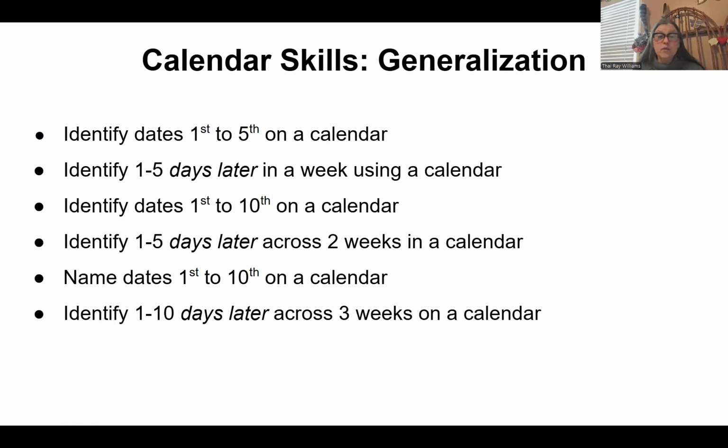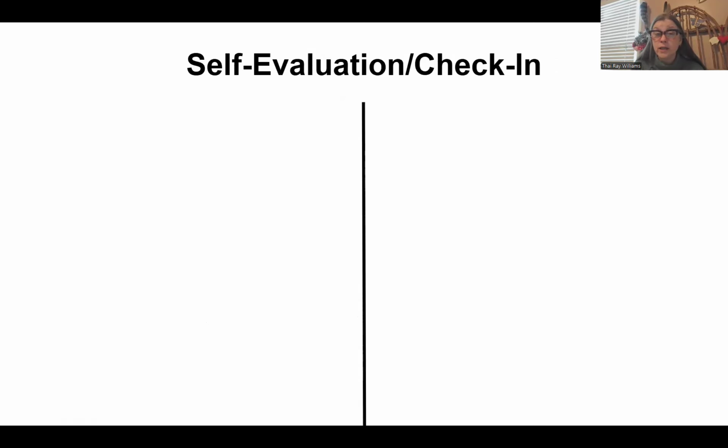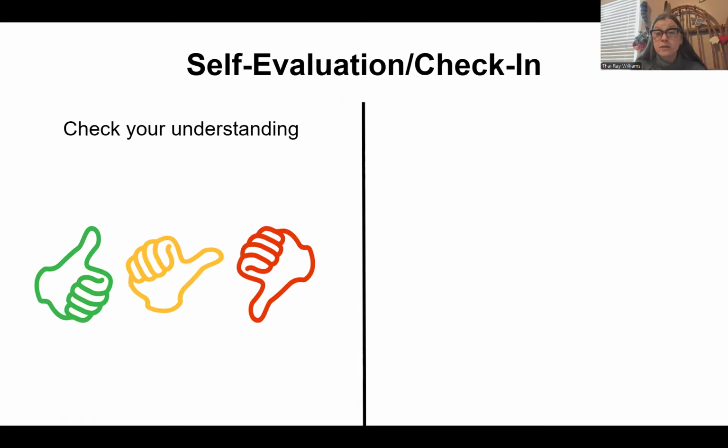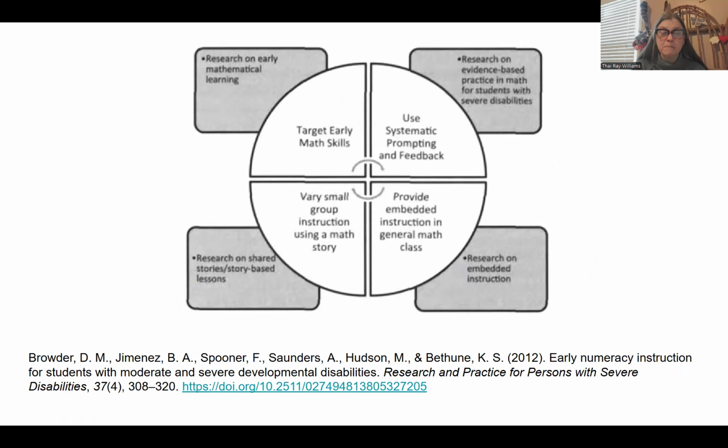And then we're going to move to identifying 1 to 10 days later across 3 weeks, and then you're just going to keep going. All right, do a quick check-in. How are you feeling about calendar skills, about early numeracy skills as a whole? As always, questions, questions, questions, bring them. I'm always ready and open for them and welcome them.